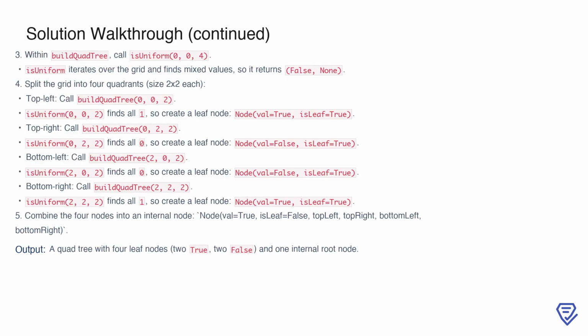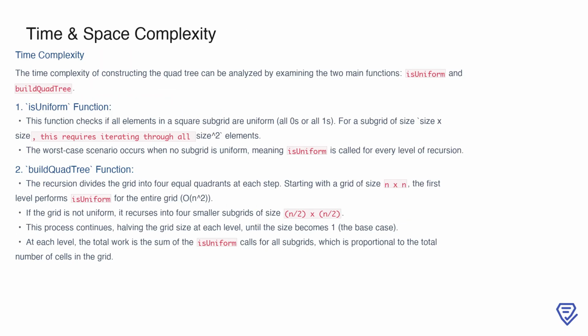These 4 leaf nodes are then combined into an internal node, which has val equals true and isLeaf equals false. This internal node becomes the root of the quad tree, representing the entire grid. The final quad tree has 1 internal root node and 4 leaf nodes, 2 with val equals true and 2 with val equals false.